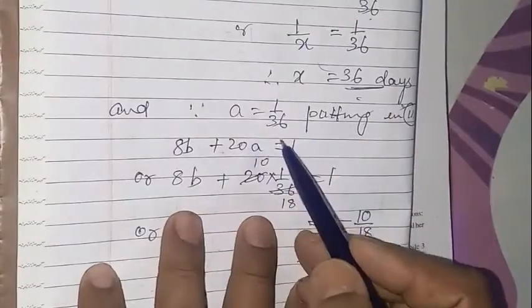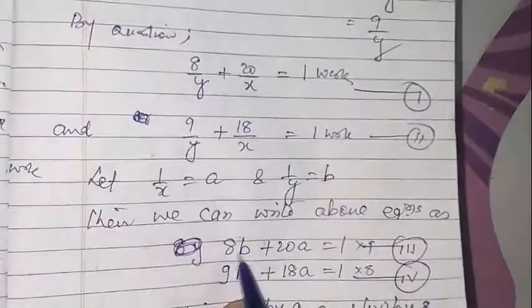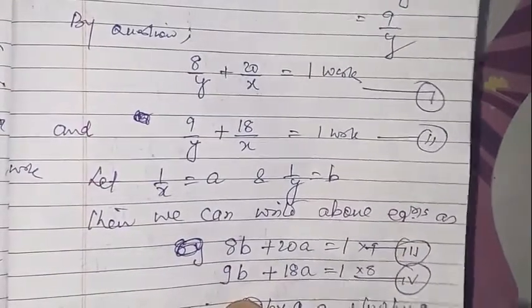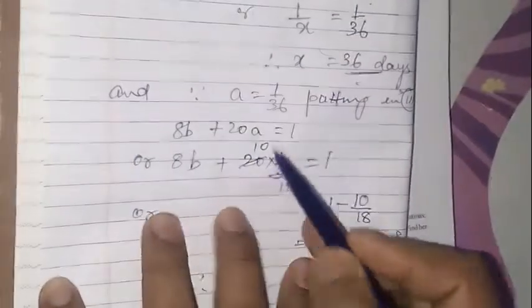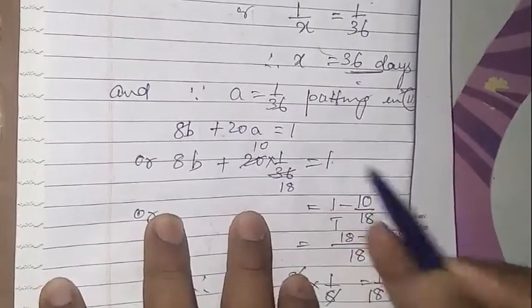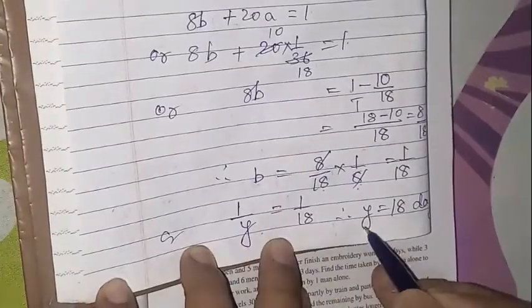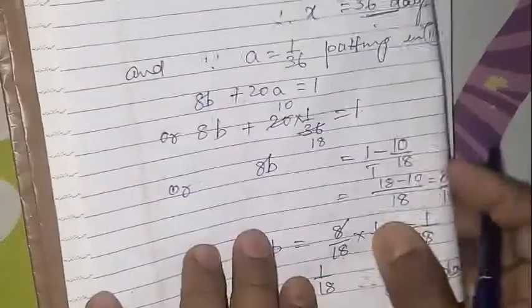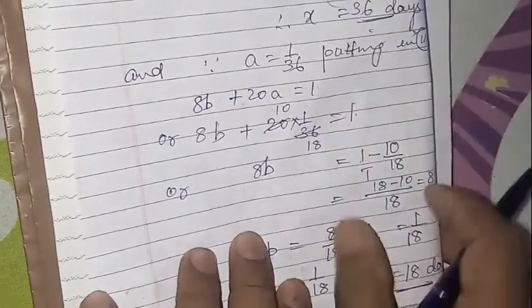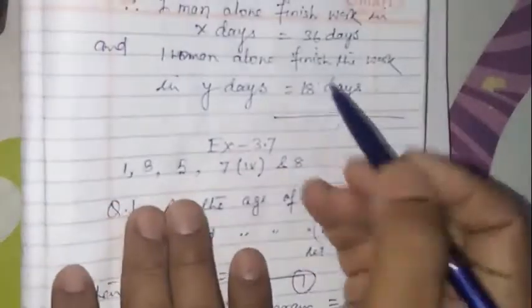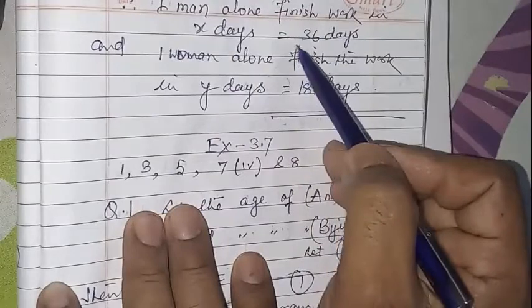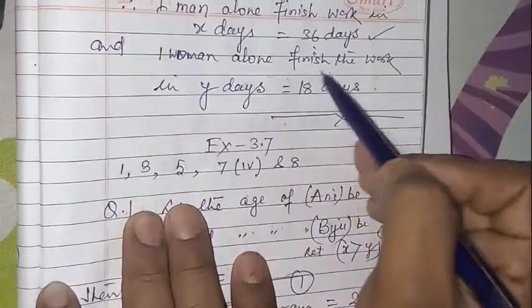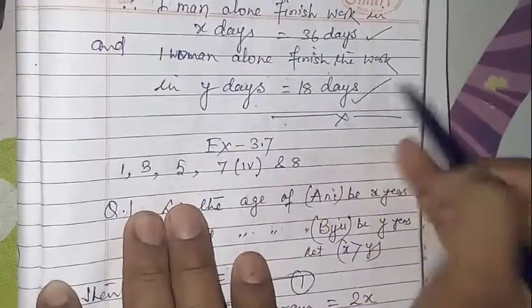So a equal to 1 by 36. Putting in 3, 8b plus 20 into a is what? A is 1 by 36, put 20 by 36. So what you got? 20 by 36 into y is equal to 1 by 18, so y is equal to 18 days. So what you got? X equal to 36 days and y equal to 18 days. Therefore, one man alone finishes the work in x days, that is equal to 36 days, and one woman alone finishes the work in y days, that is equal to 18 days.